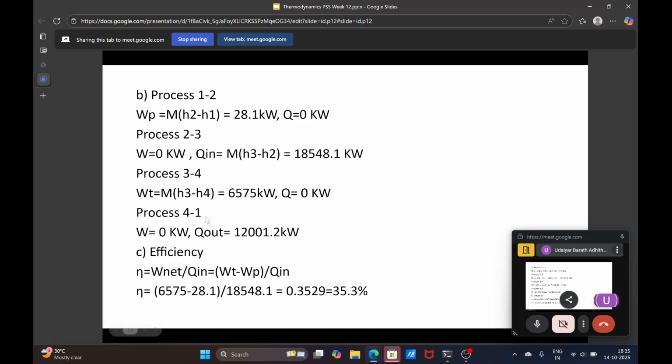The efficiency of the Rankine cycle is your net work divided by the net Q which is supplied. So the net work is the turbine work minus the pump work, divided by the heat which has been supplied. So the efficiency of the Rankine cycle comes out to be 35.3%. So that is the efficiency of this Rankine cycle.